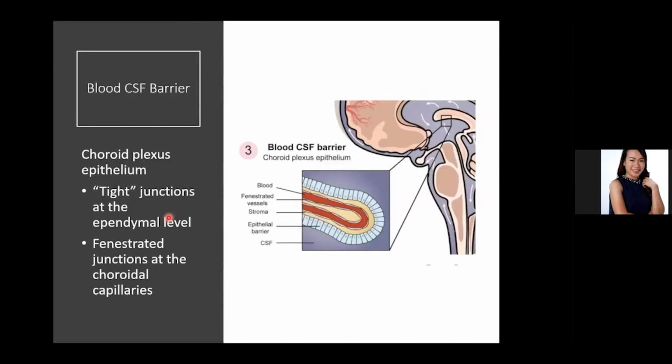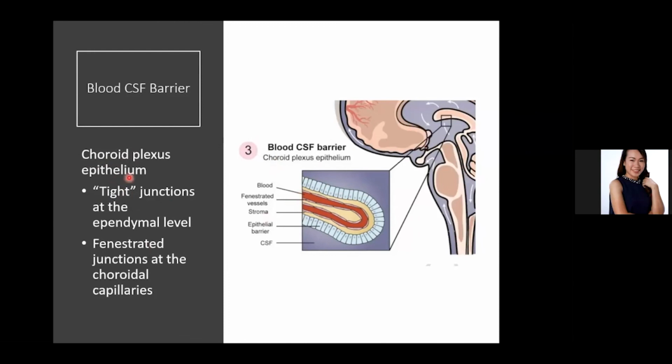Now, okay, I think this is my last slide for this lecture. We have also what we call your blood-CSF barrier. Blood-CSF barrier, meaning, of course, this is between the blood vessel, between a capillary and the cerebrospinal fluid. So this is composed of your choroid plexus epithelium. These are made up of your tight junctions at the ependymal level.